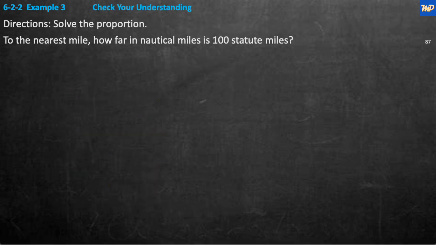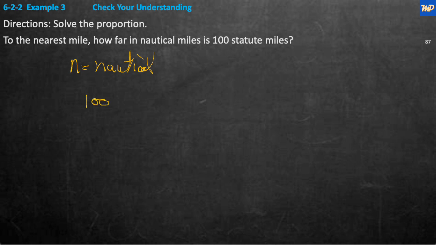Okay, example 3, check your understanding. Solve the proportion. To the nearest mile, how far in nautical miles is 100 statute miles? Well, for nautical miles, that's the question. We're going to use N. So I'm going to say N is equal to the nautical miles. Okay, so let's write the proportion.